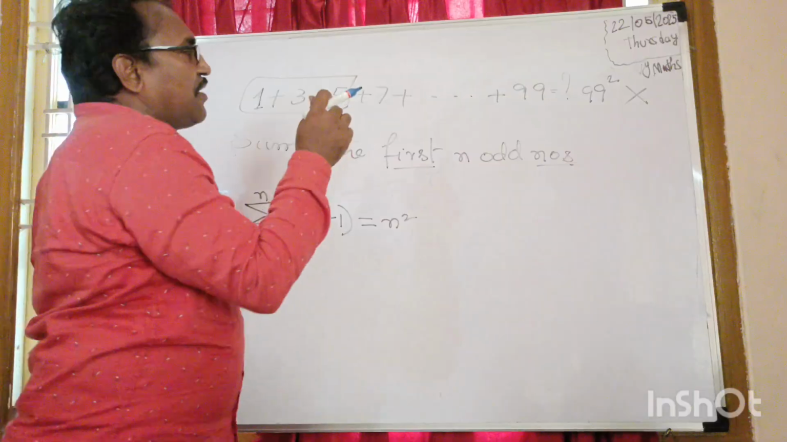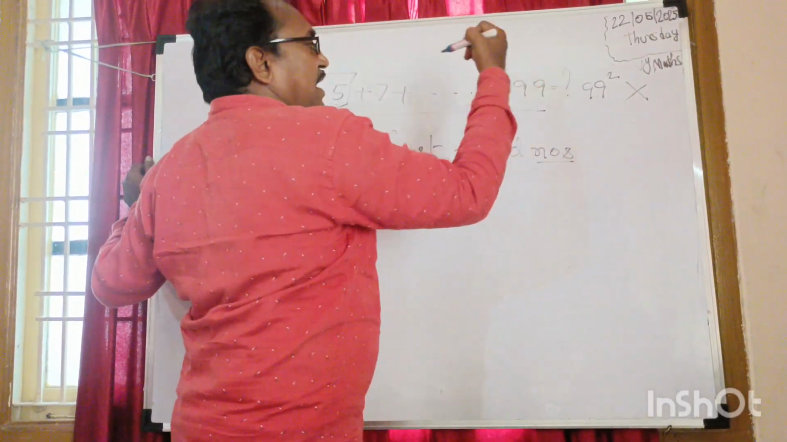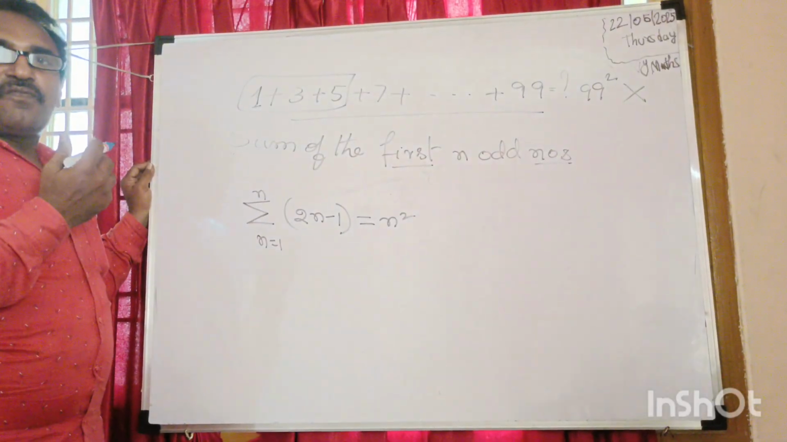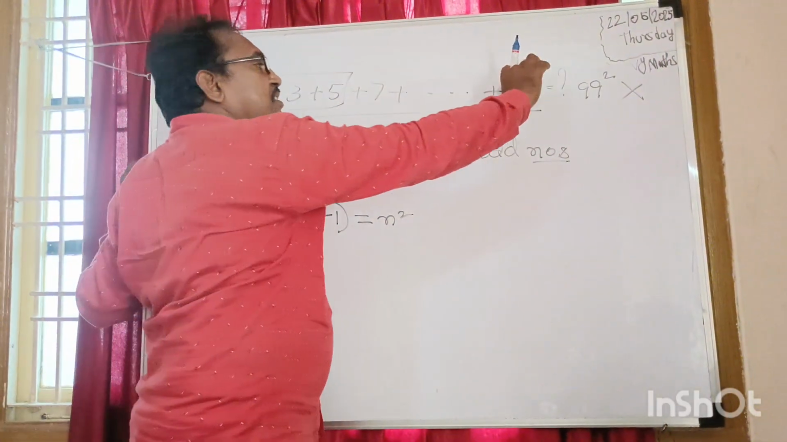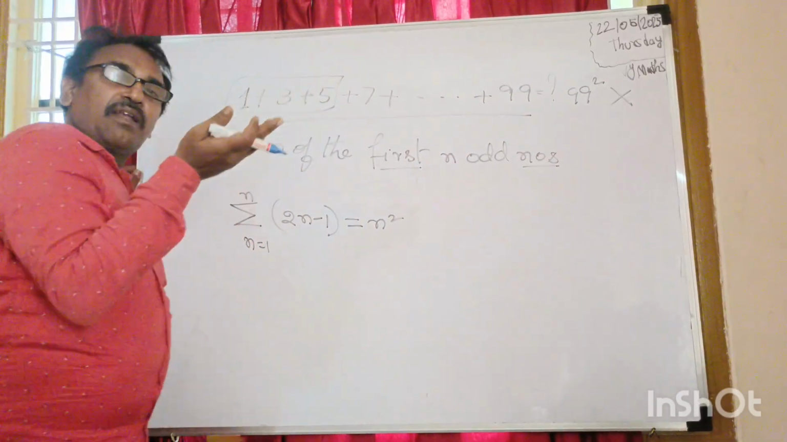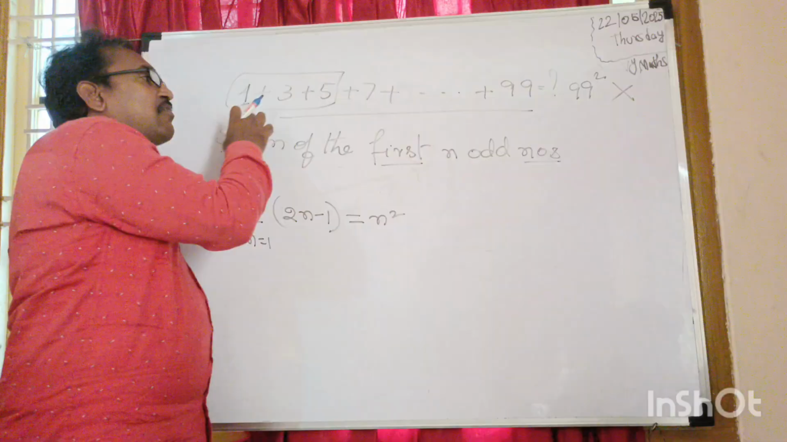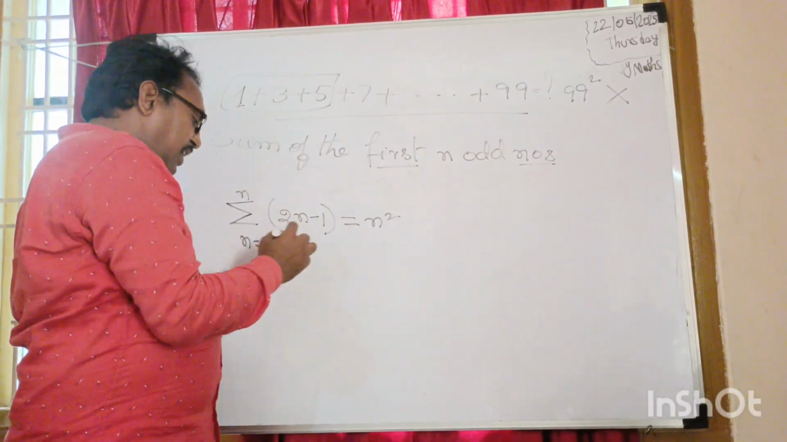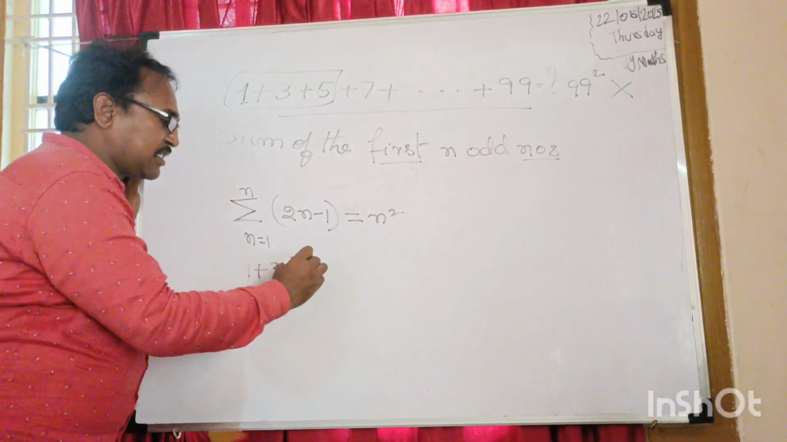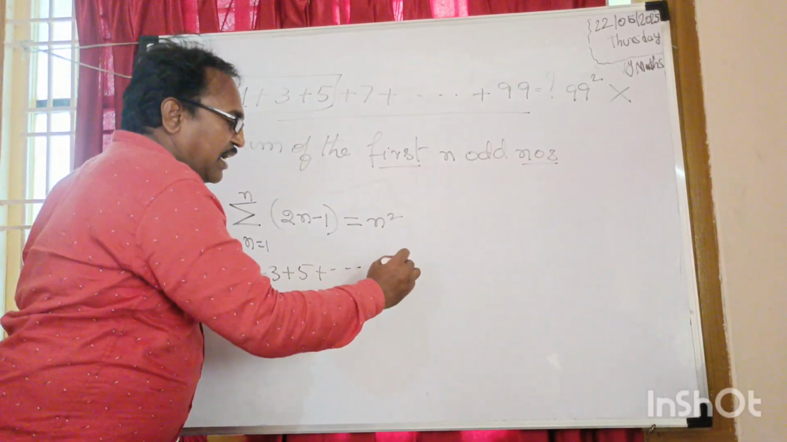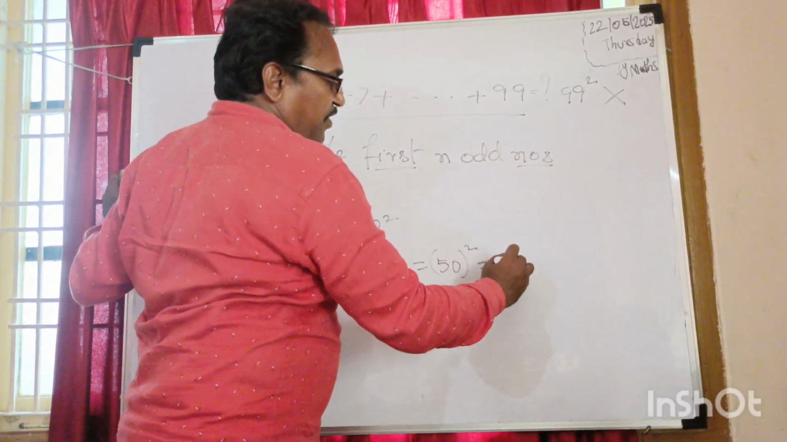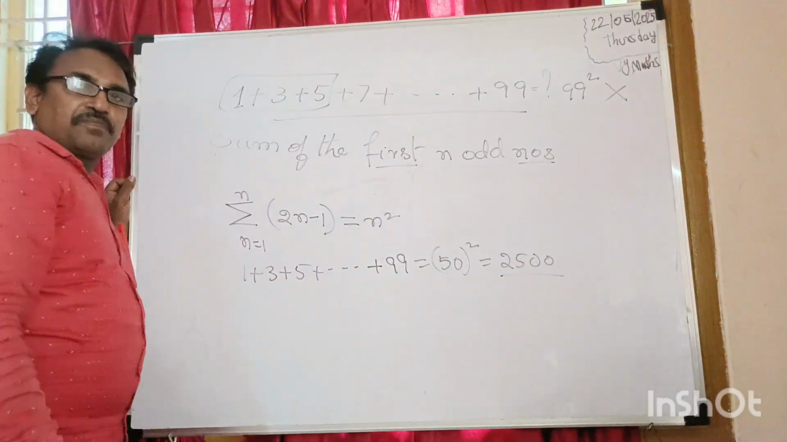So how to find it for 99? For this question, up to 99 are there. Up to 99, how many odd numbers are there? That is how to find out. First consider 99 plus 1. 99 plus 1 is equal to what? 100. Make it half, 100 by 2. So 50. That means from 1 to 99, there are 50 odd natural numbers. So 1 plus 3 plus 5 plus and so on up to 99 gives you 50 square, which is equal to 2500. This is its answer.